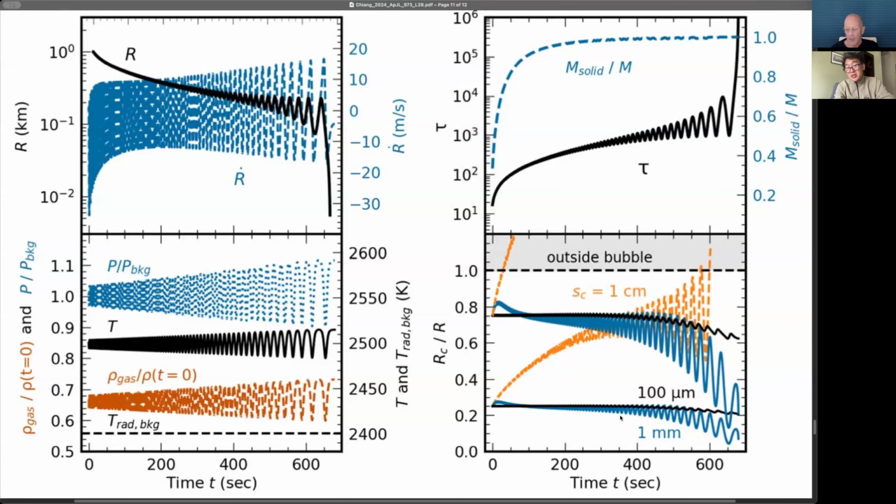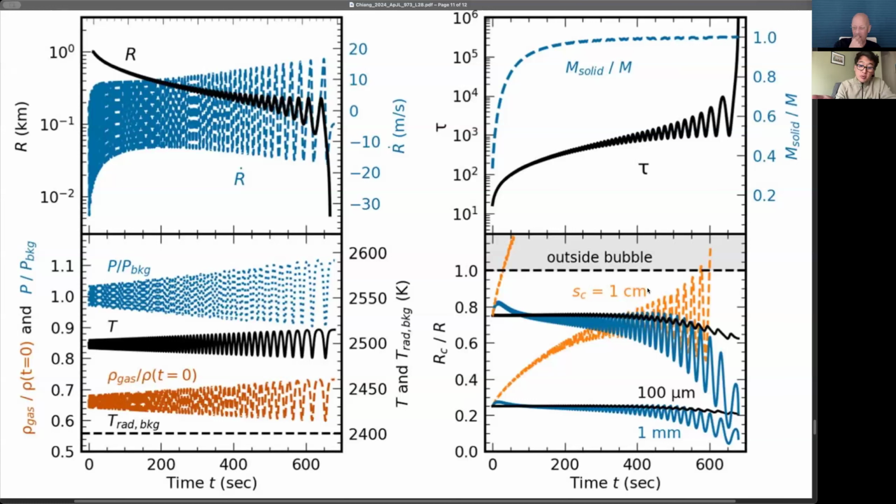Too big turns out to be about a centimeter. Things that are bigger, and I didn't bother to plot 10 centimeters because it's even worse, anything larger than that leaves the bubble. So you notice I'm plotting the dimensionless quantity RC over R. Outside is RC over R greater than one. Once it gets above that dashed horizontal line, you're gone. The bubble has left you behind. But if you're small enough, if your surface area to mass ratio is large enough, then you will be entrained.